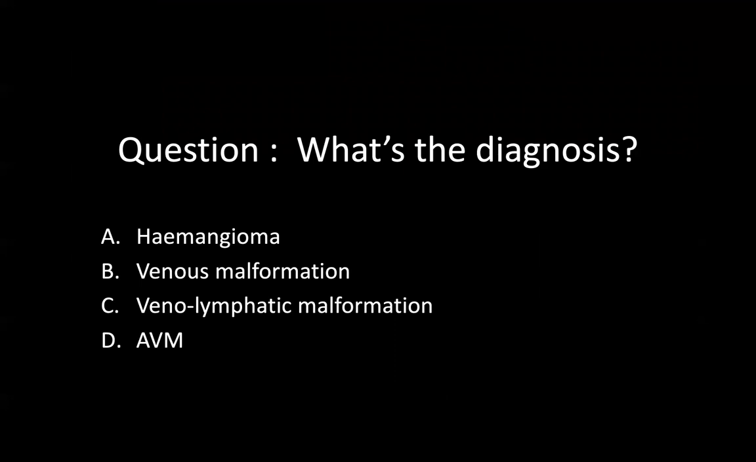Completely different management. Hemangioma, we just wait, or we give propranolol. Slow flow, like venous malformation, venolymphatic malformation, they go to sclerotherapy. AVM needs to be embolized because it becomes aggressive over time. So what is it in this case?